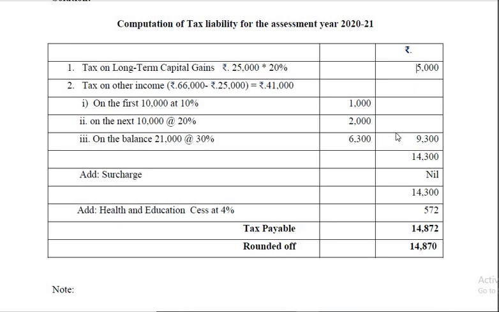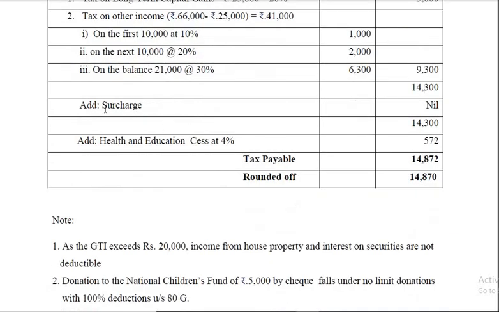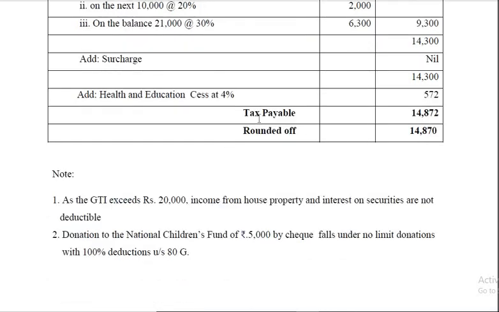So tax on long-term capital gain and tax on the remaining income together will be 14,300. And surcharge is leviable only if income is more than 50 lakh, but here it is not, so surcharge is not applicable. So the amount remains the same, 14,300. On that, health and education cess at the rate of 4% is calculated, that comes to 572. So tax payable is 14,872, but that is normally rounded off to the nearest 10. Therefore, the tax liability of this cooperative society is 14,870.